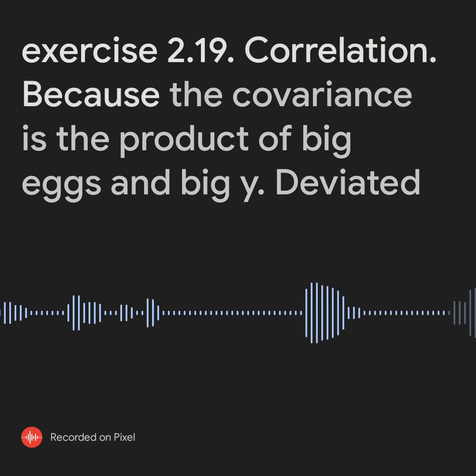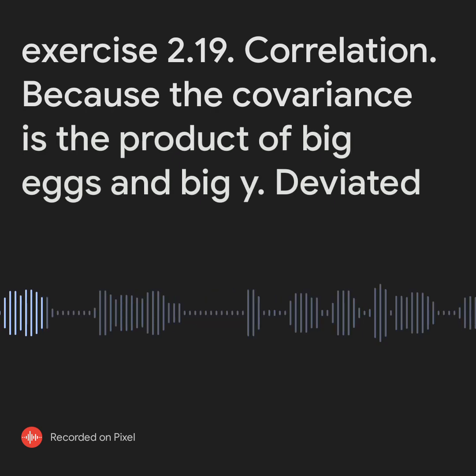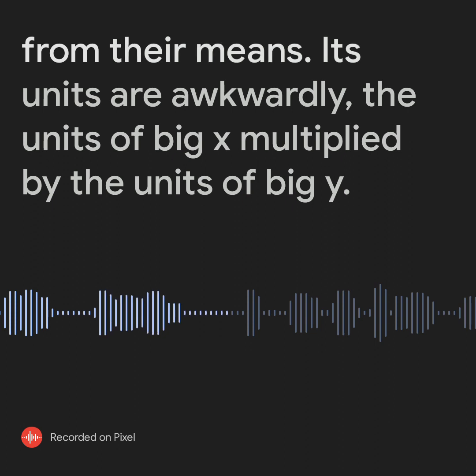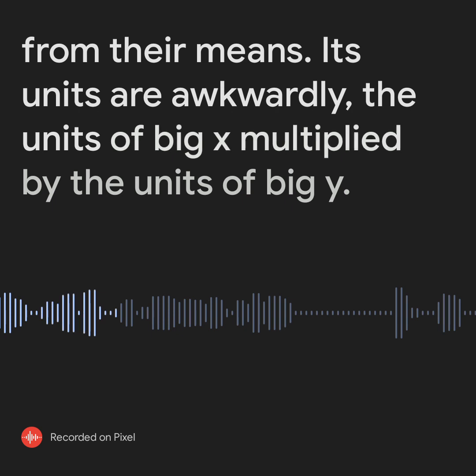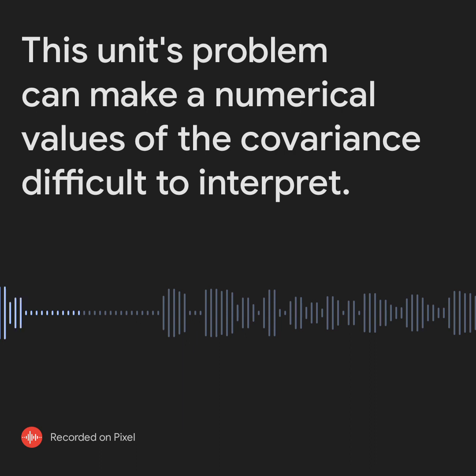Correlation. Because the covariance is the product of X and Y deviated from their means, its units are awkwardly the units of X multiplied by the units of Y. This units problem can make numerical values of the covariance difficult to interpret.